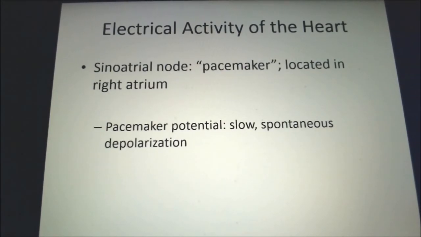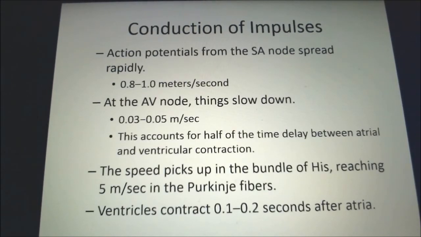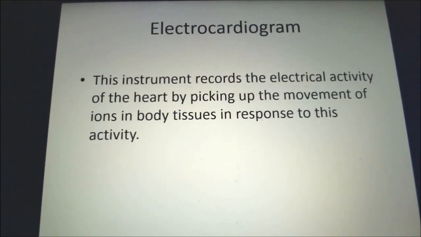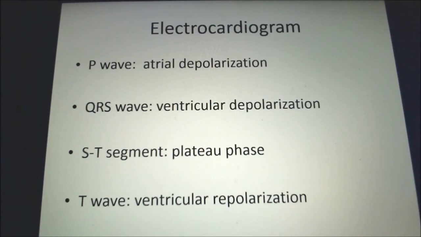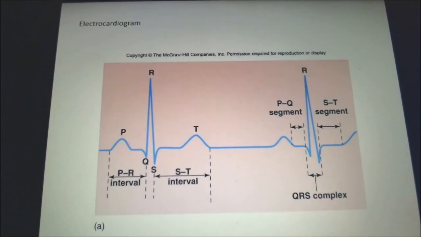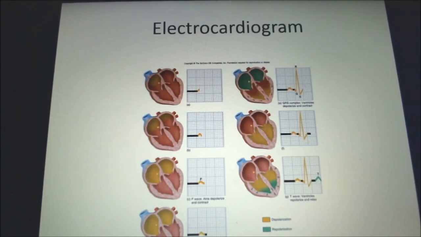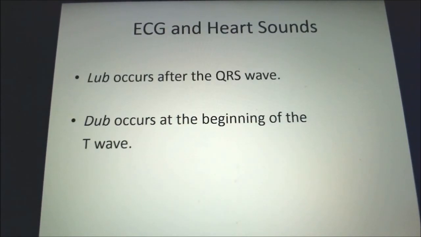Electrical activity of the heart: the sinoatrial node, down through the AV node, into the bundles of His, into the Purkinje system. So know about the contraction in general. Know how to look at an electrocardiogram, know what the waves are. P wave, what they stand for. Know what the waves stand for. Heart sounds we had earlier, lub, dub.